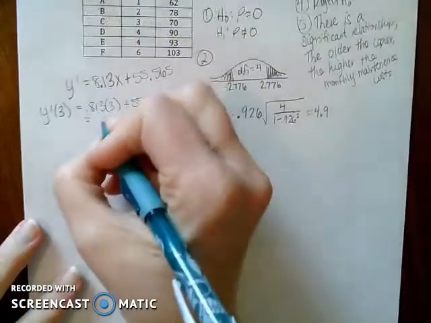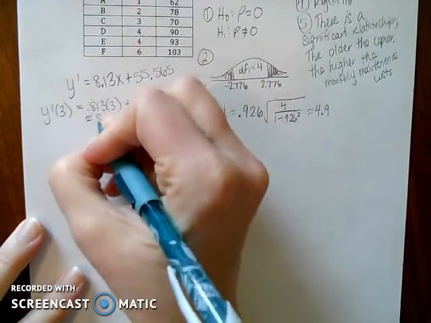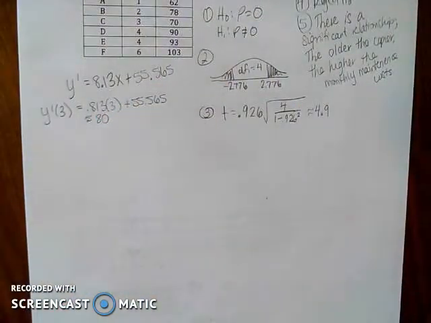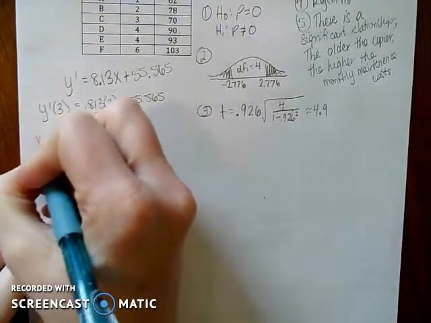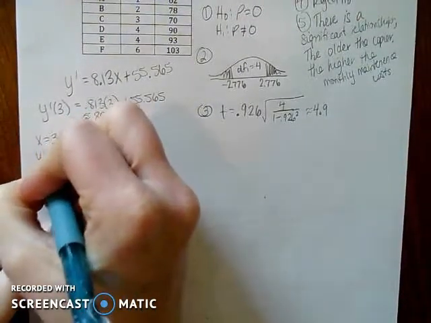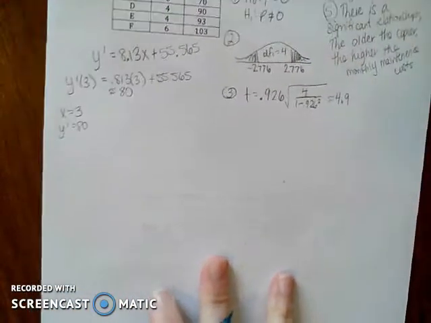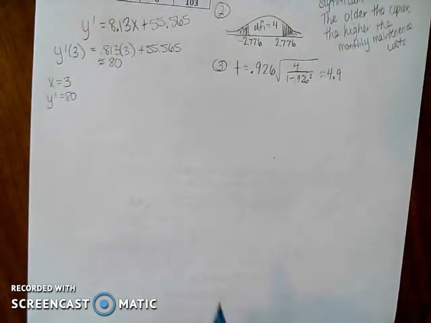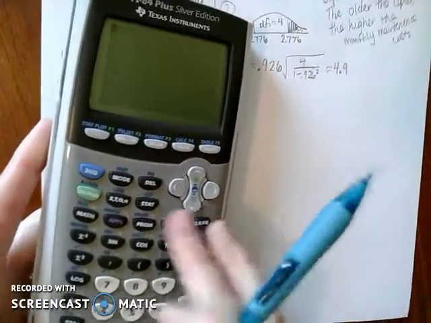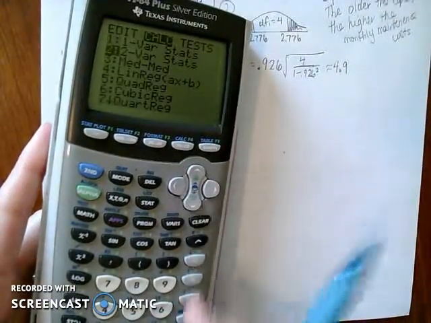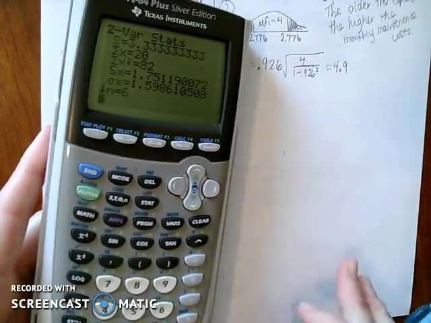So you get like 79.96, so we're going to put about 80. Okay, so that means your x is 3 and your y prime is 80 when we do this. X is the number you plug in, which is 3. Y prime is the number you get out, which we're going to round to 80. All right, so stat calc 2 variable stats. We need to write all this down.